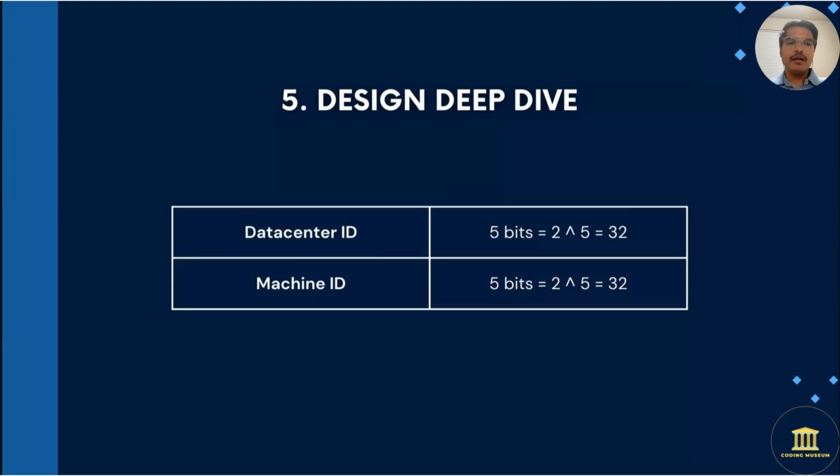Next, we have the data center ID and machine ID, both of which are allocated 5 bits each. With 5 bits, we can represent 32 possible combinations for data center and machine. This means we have up to 32 data centers and 32 machines within each data center generating unique IDs. This allows the system to scale across multiple locations and machines without the risk of ID collision, ensuring uniqueness across a large distributed system.